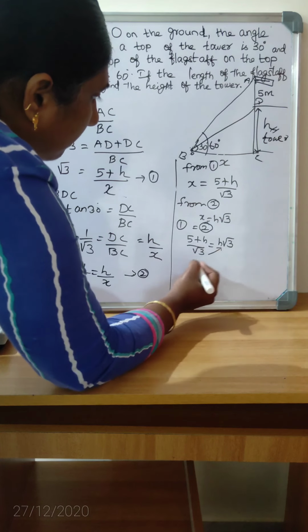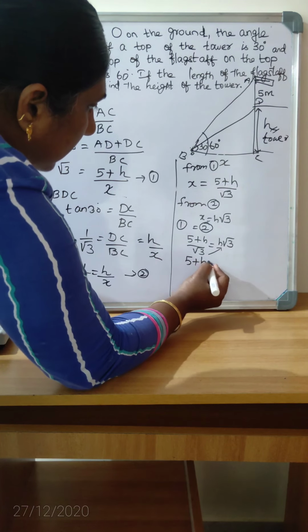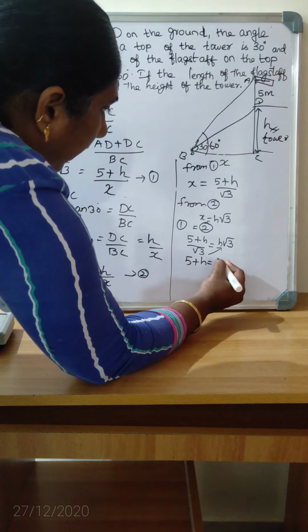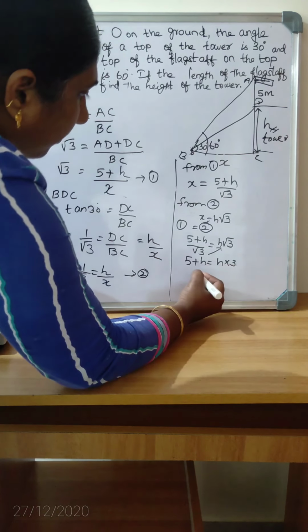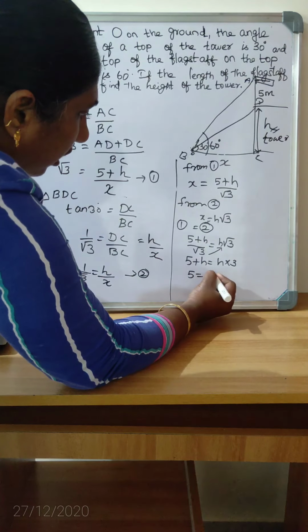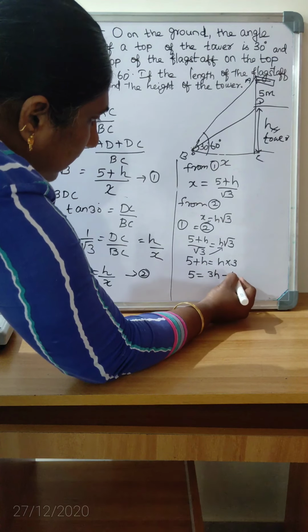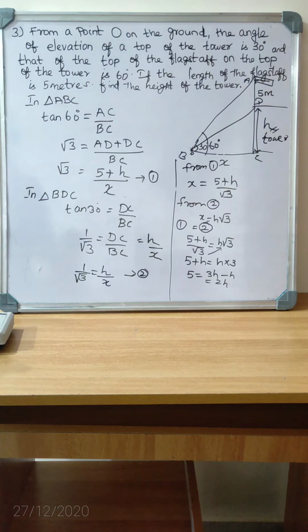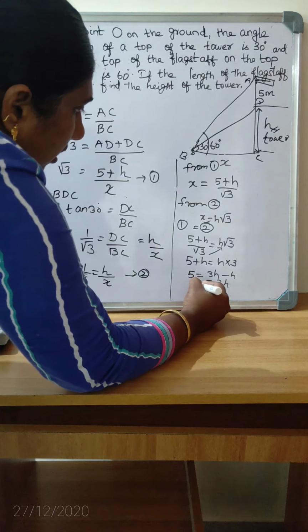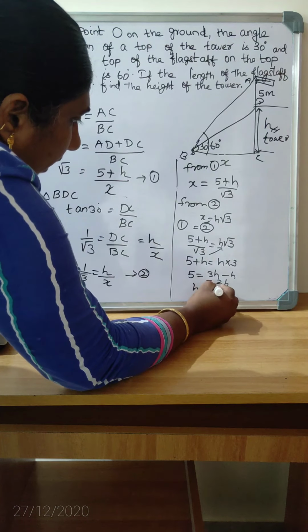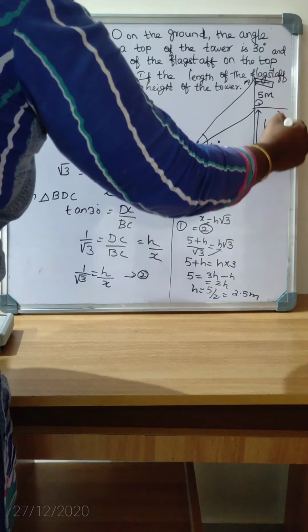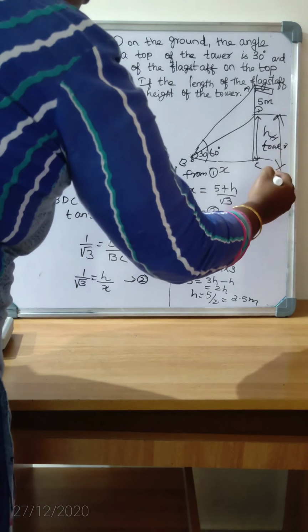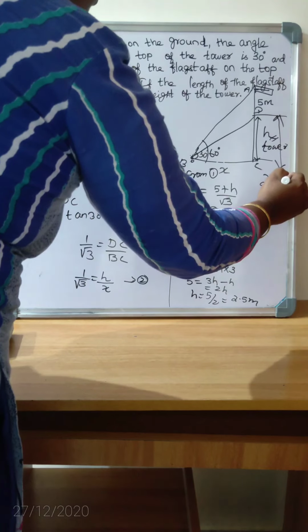So I am going to cross multiply. 5 plus H equal to H√3 into √3, which is nothing but 3H. So 5 equal to 3H minus H, that equal to 2H. So H equal to 5 by 2, that is nothing but 2.5 meter. So the height of the tower is 2.5 meter.